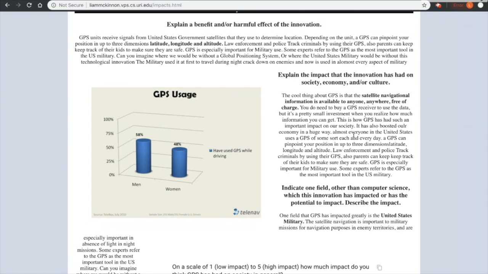It has also boosted our economy in a huge way. Almost everyone in the United States uses a GPS of some sort every day. A GPS can pinpoint your location. Law enforcement track their criminals. GPS is especially important in the U.S.